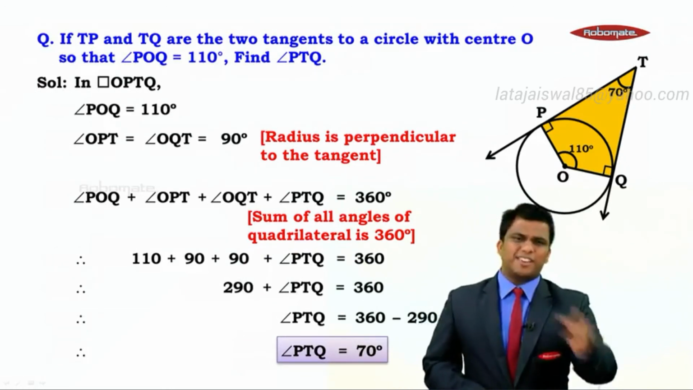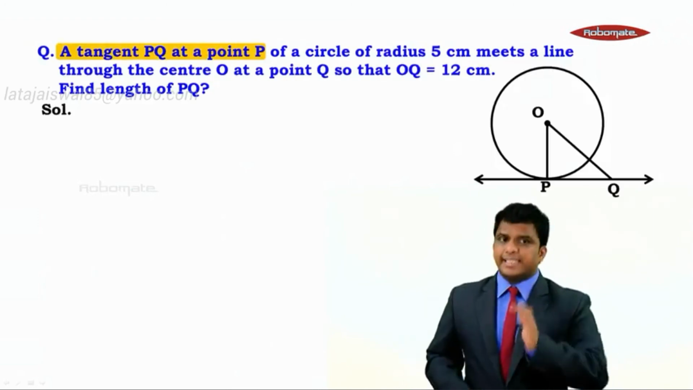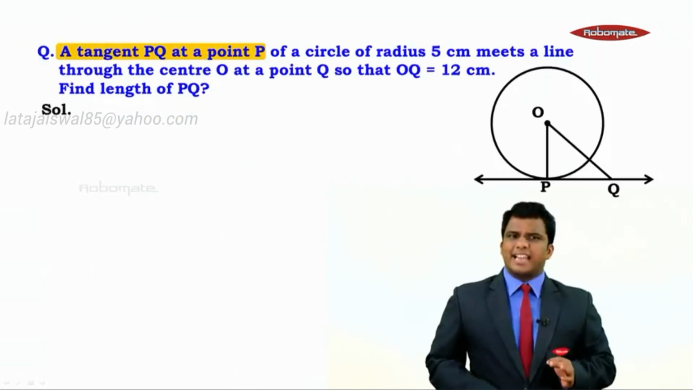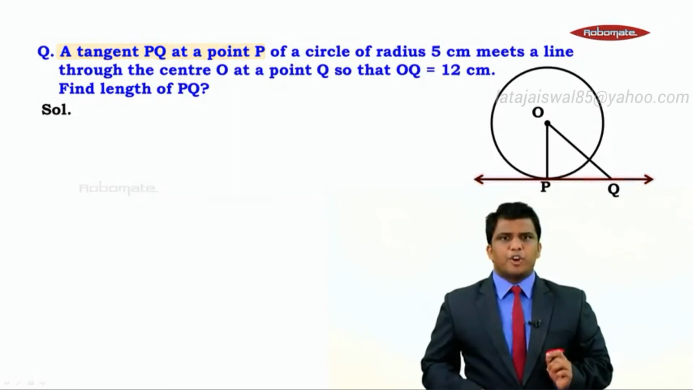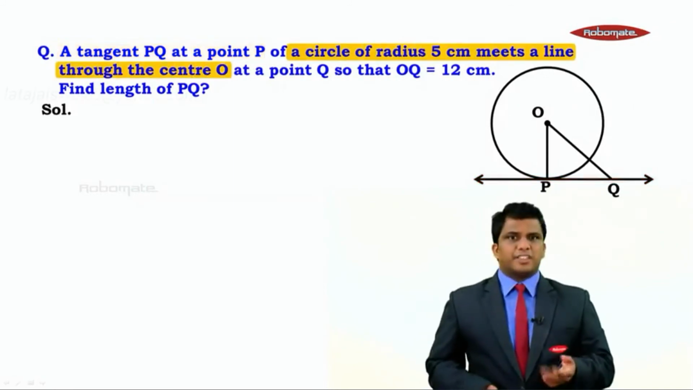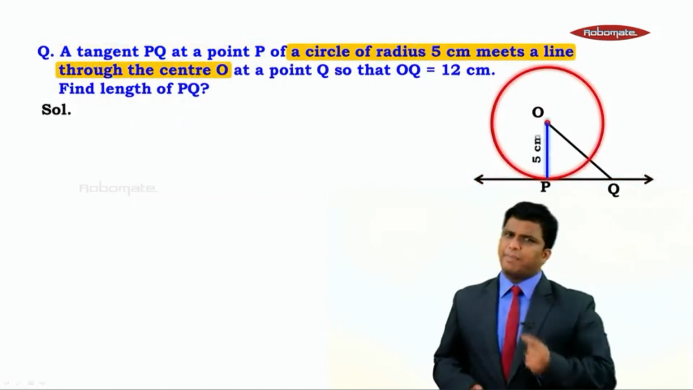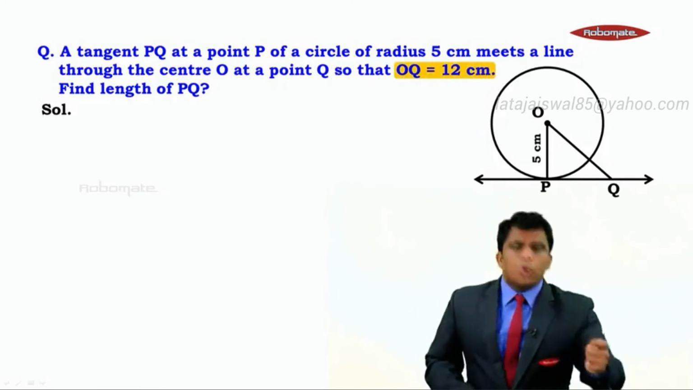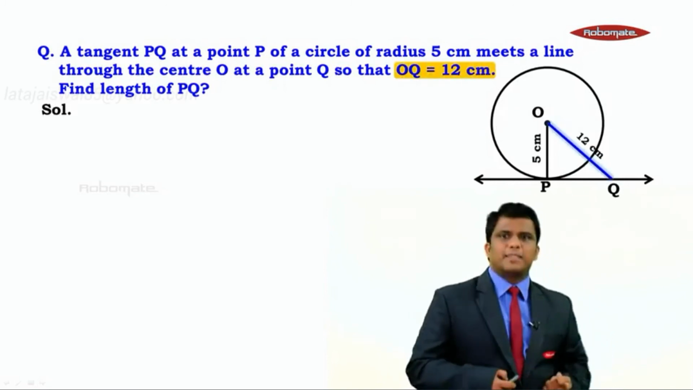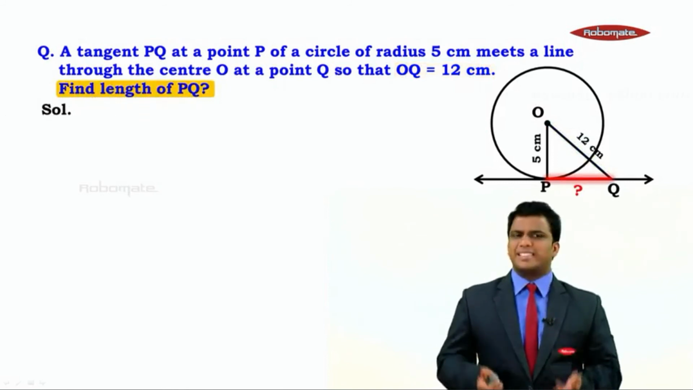Let's go a little further. Now in this sum, we again have the figure. It says that PQ is a tangent to the circle at point P. So P becomes the point of contact. We have a circle to start with whose center is O, and the radius is given as 5 centimeter. So OP has to be 5 centimeter. Further, OQ is given as 12 centimeter. We need to find the length of PQ. It looks so simple, isn't it?